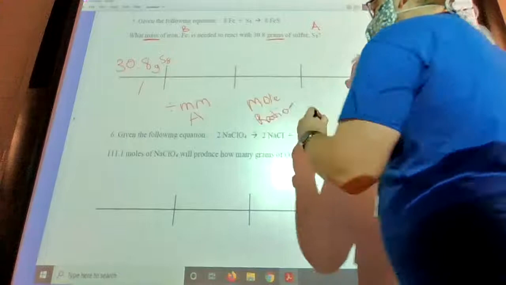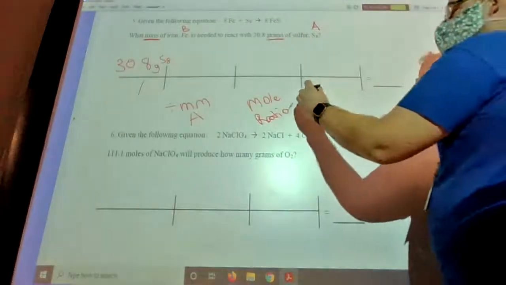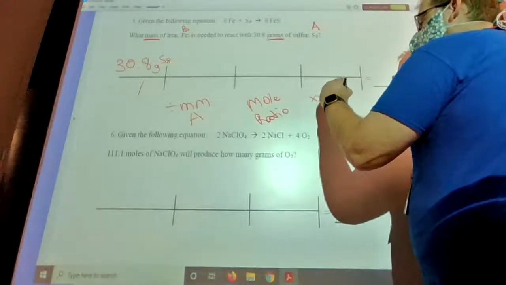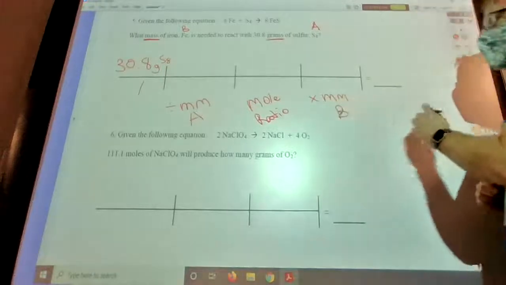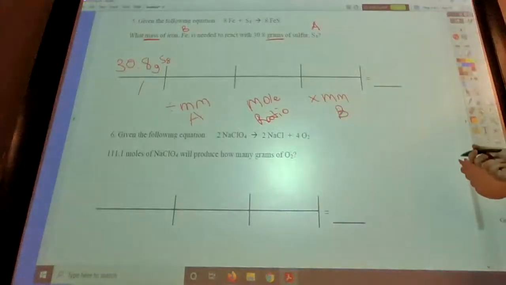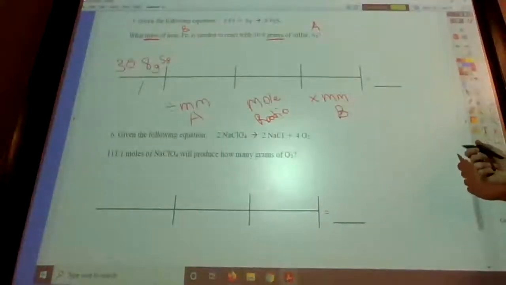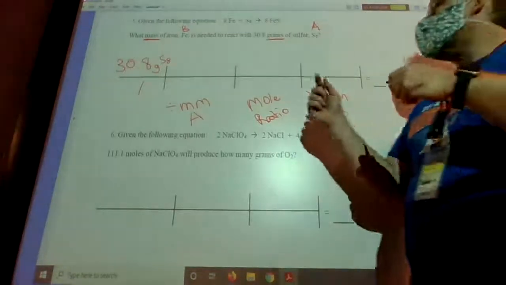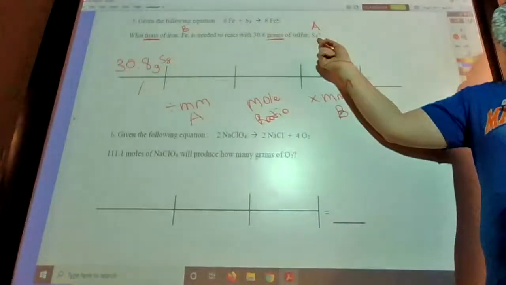Ratio. And then in the last one, what do I need to do? Multiply by the molar mass of B. So that's my setup. Now I just need to put my numbers in and see where it leads me. So what is the molar mass for this chemical?